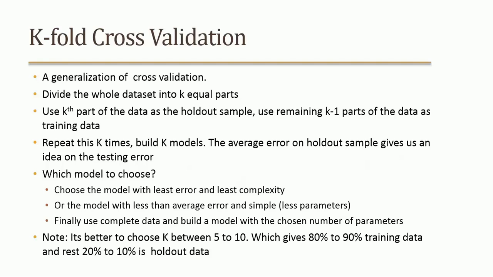Generally in k-fold cross validation, it is better to choose k between 5 and 10. In fact, 10-fold cross validation is nothing but k equal to 10, which gives 80 to 90% training data, and the rest, 20 to 10%, is the holdout data set.